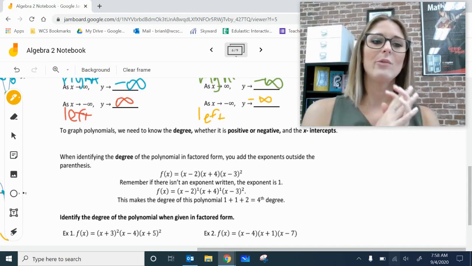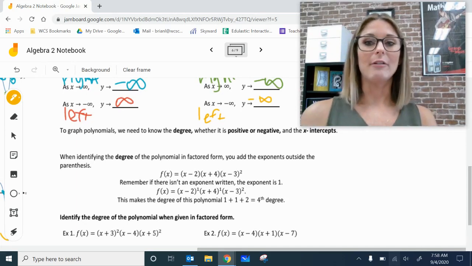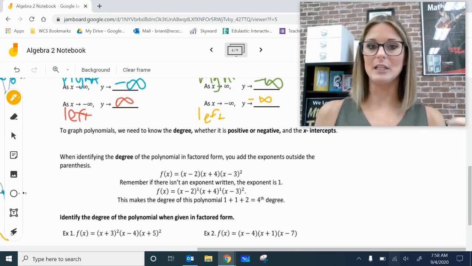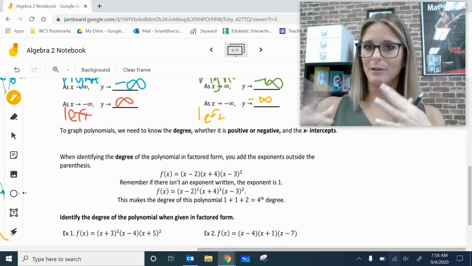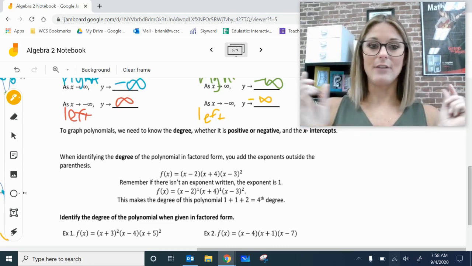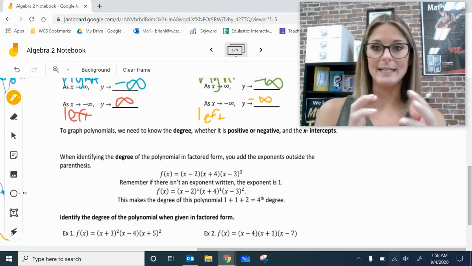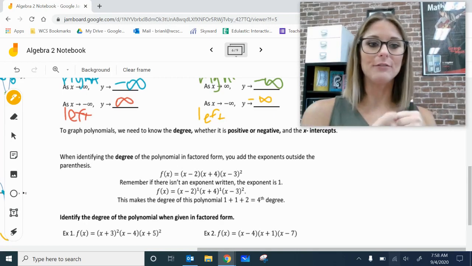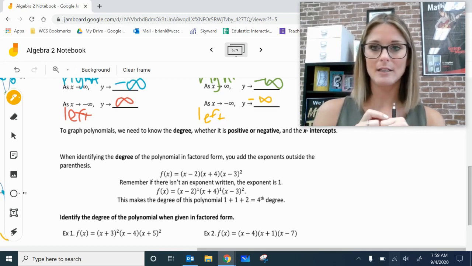Sketching. When identifying the degree of a polynomial in factored form, if I recall correctly, your Delta Math assignment will already be in factored form. It doesn't look like x cubed plus x squared plus, it's already in this factored form. Remember, factors are the pieces that were multiplied together. So this is in a nice clean form. If they are in factored form, you just add the exponents on the outside of the parentheses.